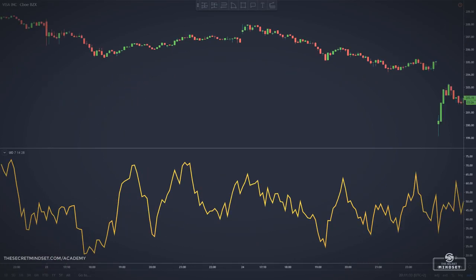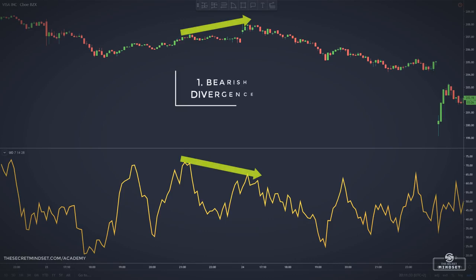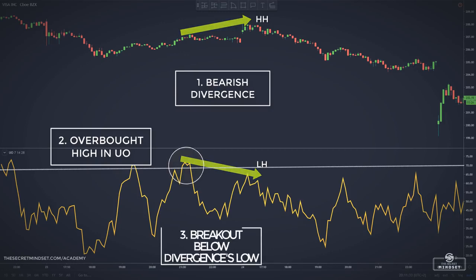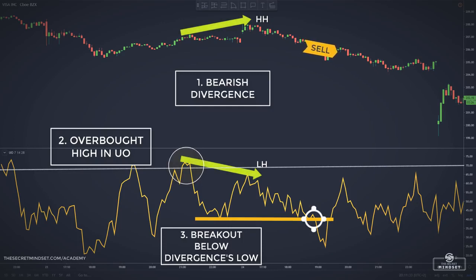Let's analyze a sell signal. First, a bearish divergence forms between the indicator and price. This means the ultimate oscillator forms a lower high as price posted a higher high. The lower high in the oscillator shows less upside momentum. Second, the high of the bearish divergence is above 70. This is to ensure that prices are somewhat overbought or at a relative extremity. Third, the oscillator falls below the low of the bearish divergence to confirm a reversal.